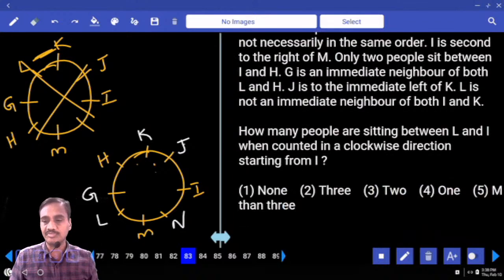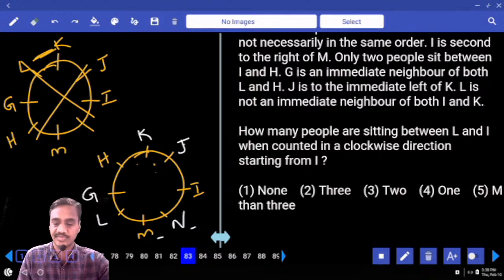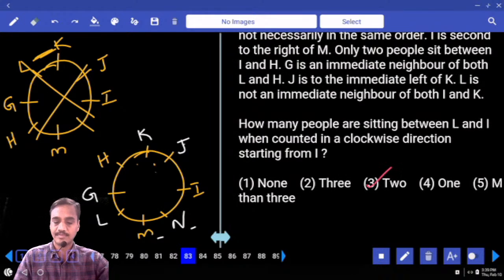Then 83, how many people are sitting between L and I when counted in clockwise direction starting from I? Starting from I, in between L and I, 1, 2, there are 2 persons. That is choice 3. Question number 83.